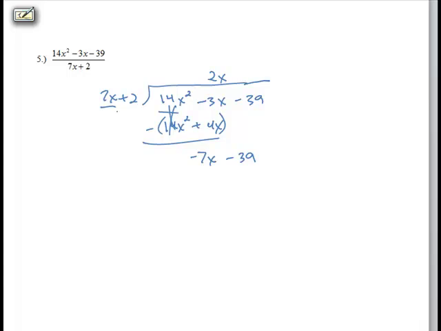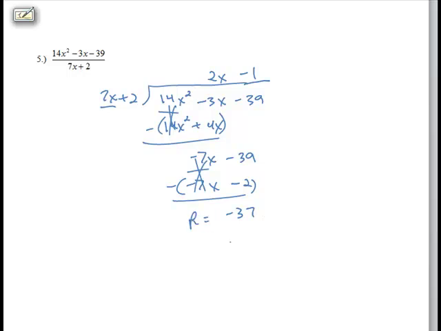We need to multiply 7x by a negative 1 in order to get this negative 7x, so multiply through. Negative 7x minus 2. Subtract. The first columns cancel out, but the second column does not. Negative 39 minus a negative 2 leaves us a negative 37. Since we do not have any more terms to bring down, this is our remainder.